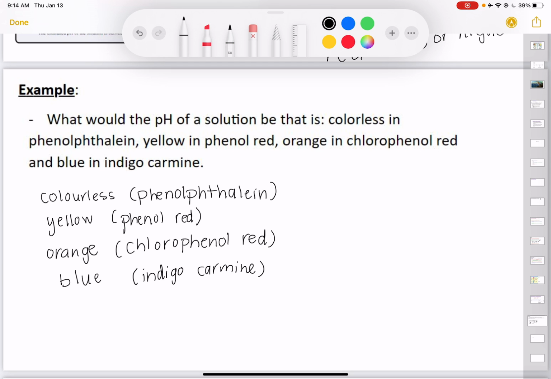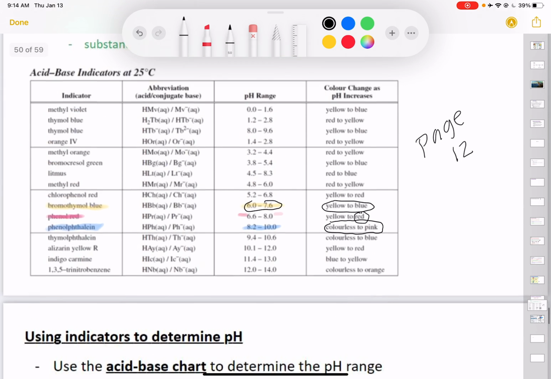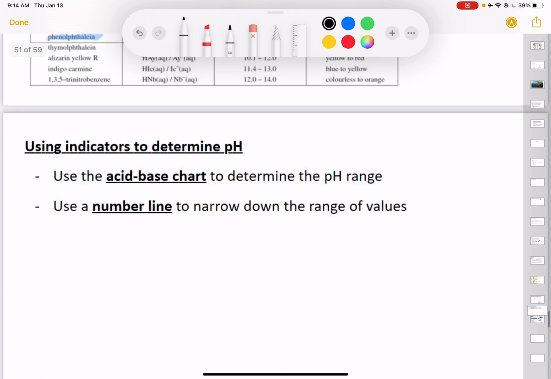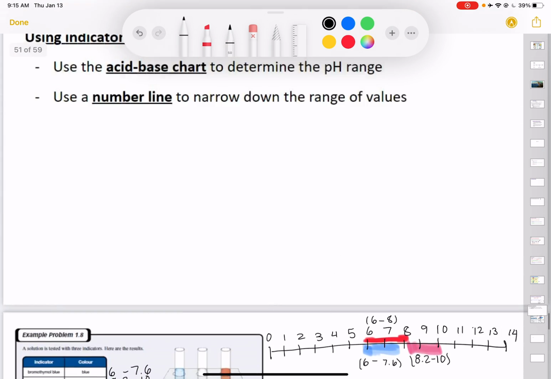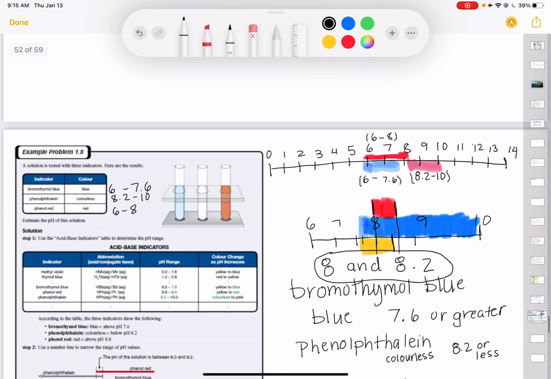All right, so let's figure this out. Let's start with phenolphthalein, and it's colorless. So what is that going to be? Phenolphthalein here, colorless, is on the bottom range, so it's 8.2 or less. So I'm just going to write less than 8.2. Okay, it's yellow in phenol red, so let's figure out where that is. Phenol red, yellow is our low range, so it's less than 6.6.